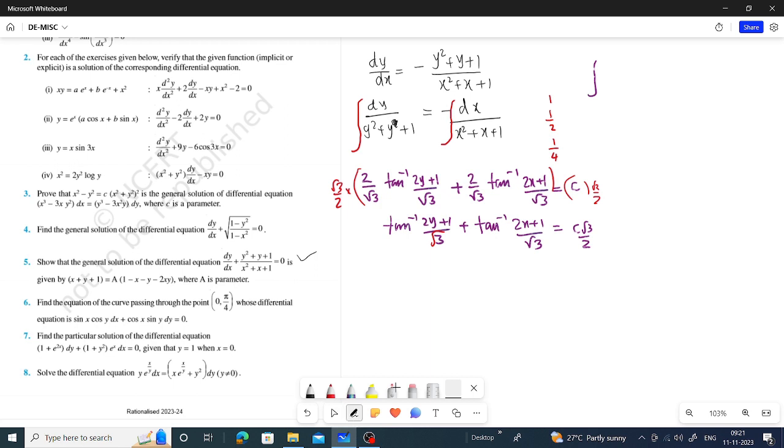Yes. Now you can simplify furthermore. Tan inverse A plus tan inverse B, that is tan inverse A plus B form. Tan inverse X plus tan inverse Y, the formula is tan inverse X plus Y by 1 minus xy. This formula I am applying here.